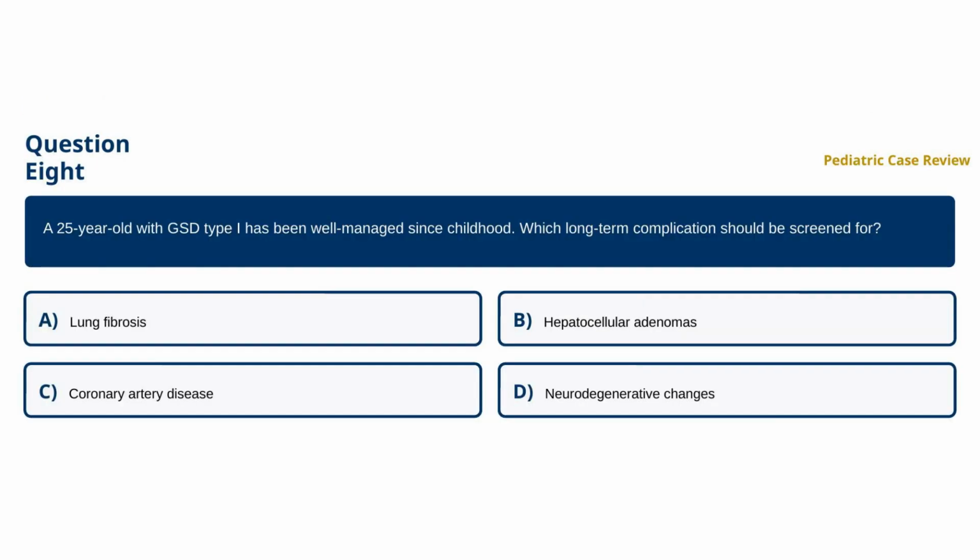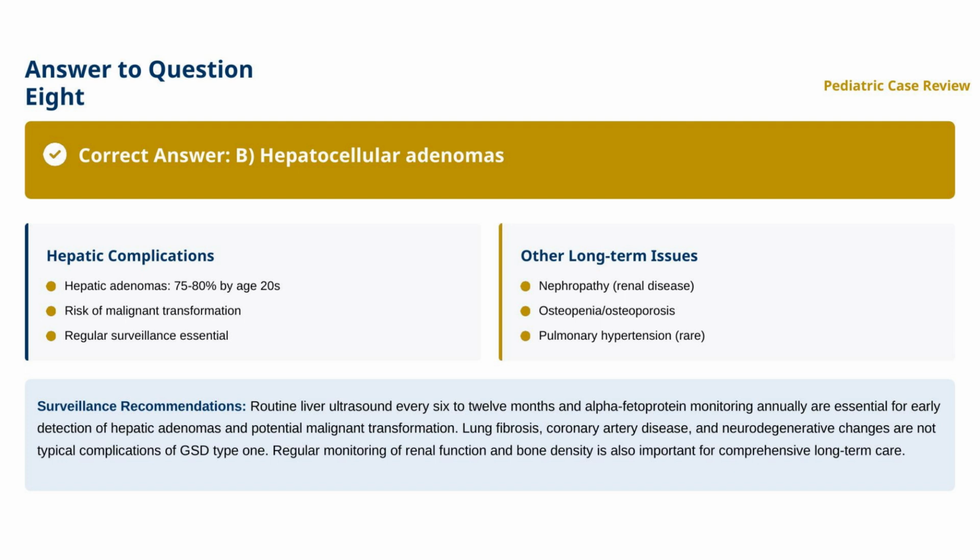A 25-year-old with GSD type 1 has been well managed since childhood. Which long-term complications should be screened for? Option A, lung fibrosis. Option B, hepatocellular adenomas. Option C, coronary artery disease. Option D, neurodegenerative changes. Consider the long-term complications that develop in patients with GSD type 1 despite good metabolic control. Think about which complications are most prevalent and require regular surveillance in adult patients who have had this condition since childhood. The correct answer is B, hepatocellular adenomas.